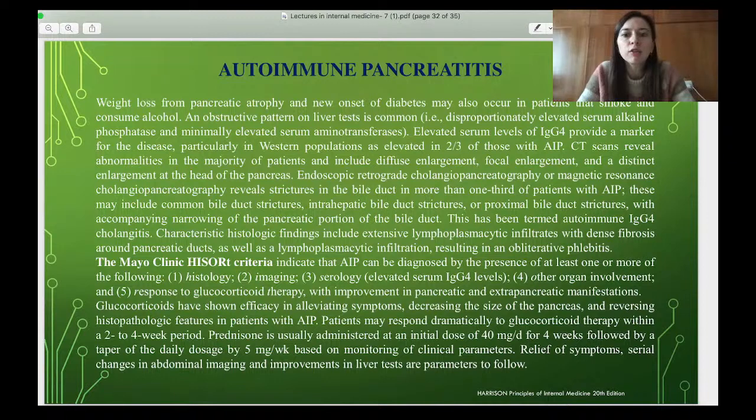These have been termed autoimmune immunoglobulin G4 cholangitis. Characteristic histologic findings include extensive lymphoplasmacytic infiltrate with dense fibrosis around the pancreatic duct, as well as lymphoplasmacytic infiltration resulting in an obliterative phlebitis.